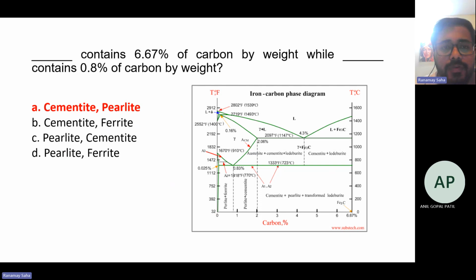This is a very straightforward question. At 6.7% carbon, you have cementite, and you see the percent carbon from that particular diagram above.